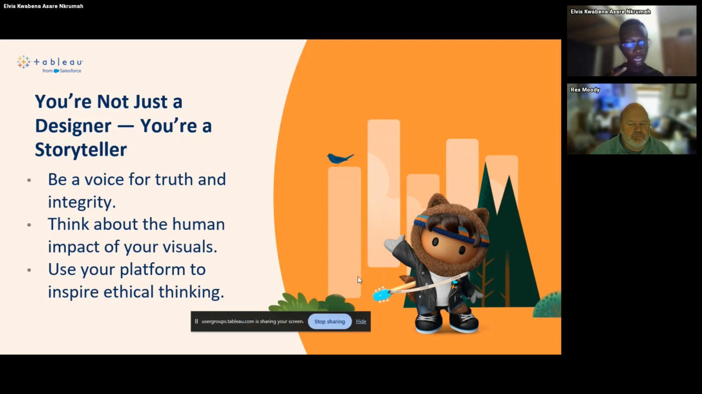Now, as a data analyst or as a visualizer, have it in mind that you are not just a designer, you're a storyteller. Most of the times people who design dashboards have some previous experience in graphic design, or UI UX design, and so they want to implement some things. It's not really bad, but have it in mind that you have to be a voice for truth and integrity, and so the charts you are doing must not only be beautiful, but they must be insightful. They have to reveal insights, they have to capture what the data is talking about.